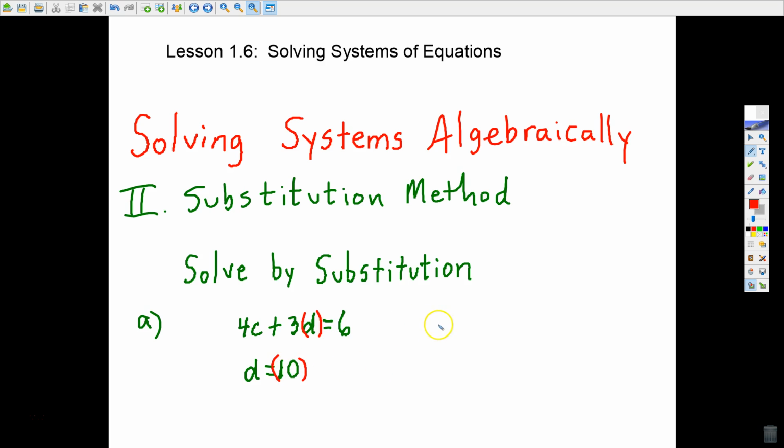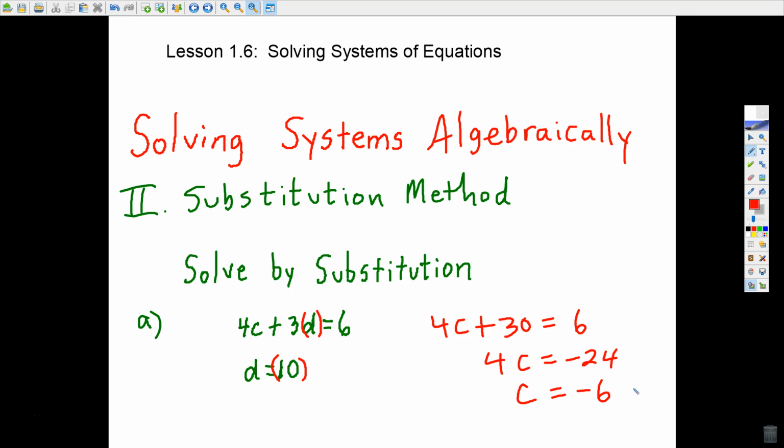So it looks like this. 4C plus 3 times 10. So I'm just going to put 30 equals 6. And now we just go through the routine of solving for C. I'm going to subtract 30 from both sides. And C is negative 6.